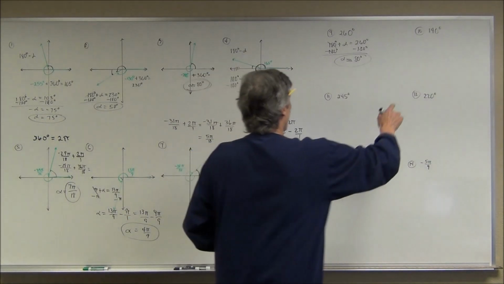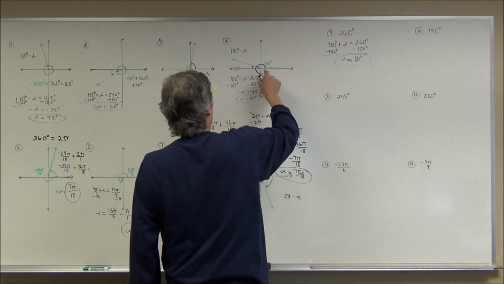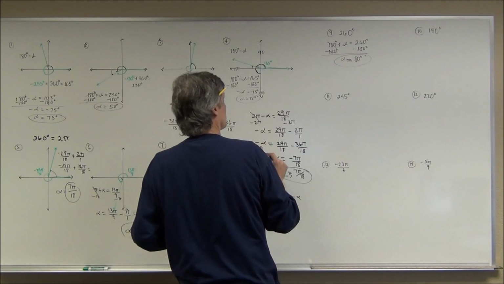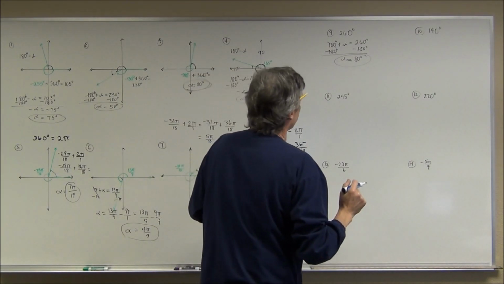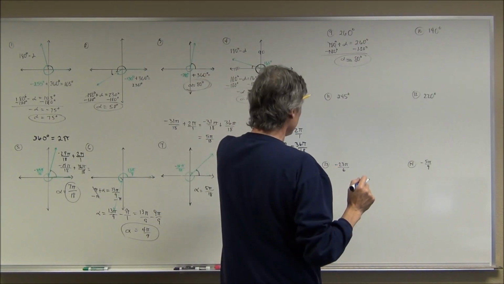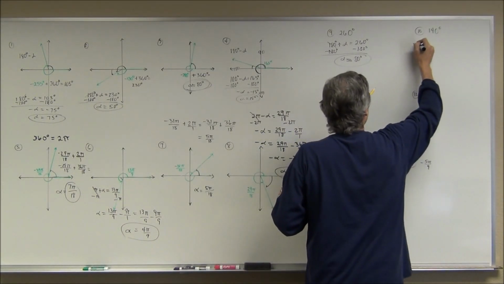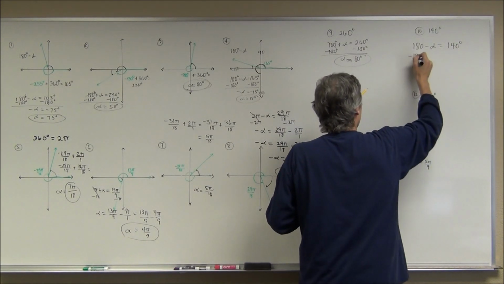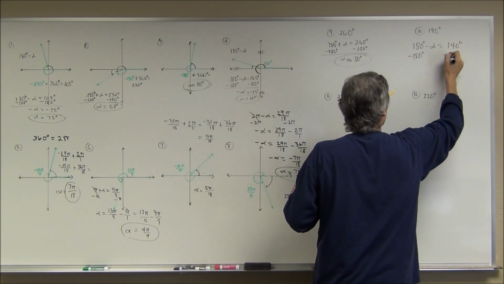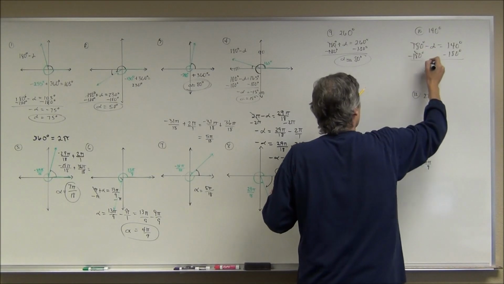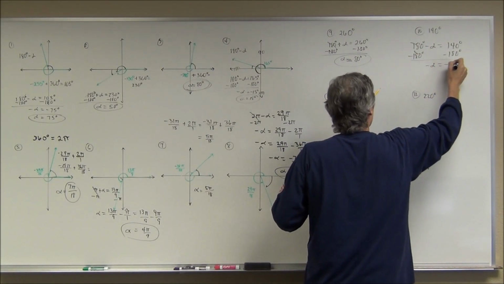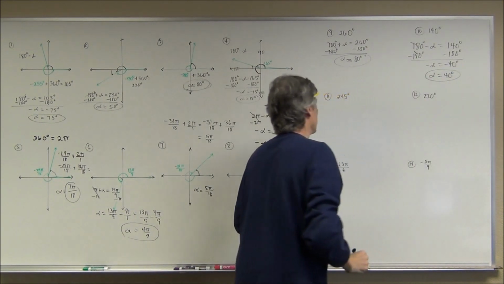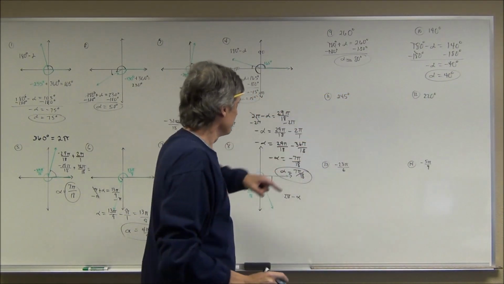Now, next guy up, 140. Well, that's between 90 and 180, right? So that means it's in the second quadrant somehow. I don't have one that looks like that. So in the second quadrant, I know that it's 180 minus my reference angle that equals the second quadrant angle. Subtract 180 degrees from both sides. I get the opposite of alpha is equal to negative 40 degrees. I get alpha is positive 40 degrees. There's my reference angle.